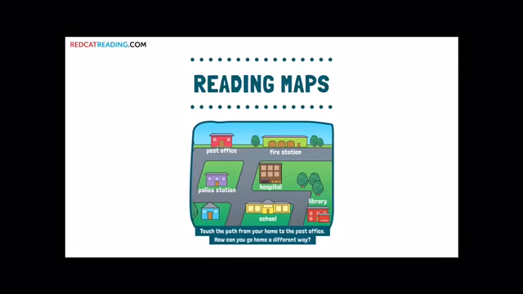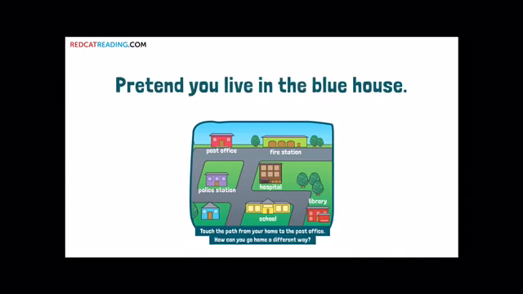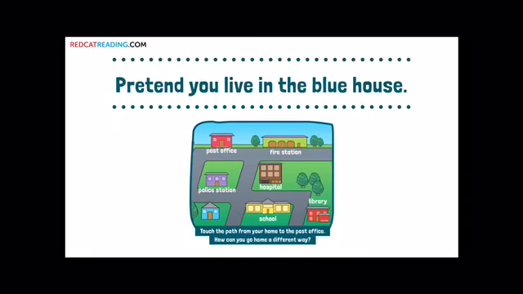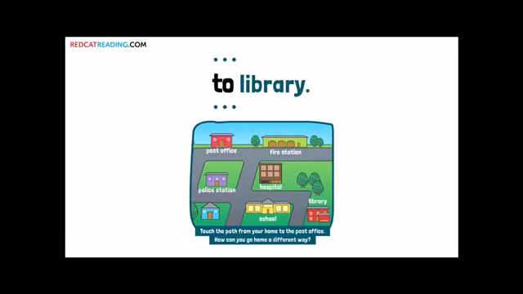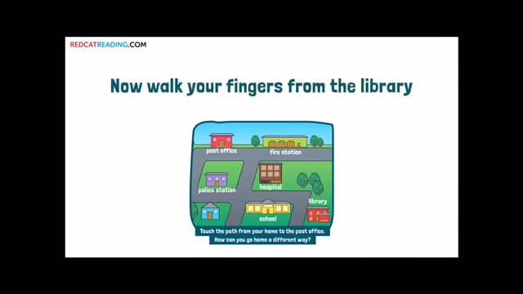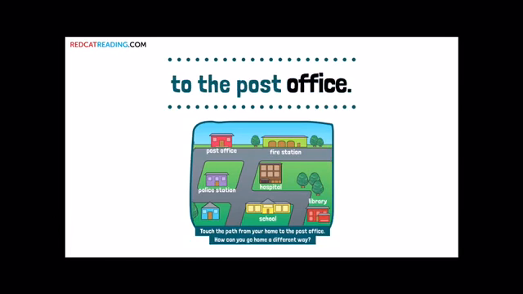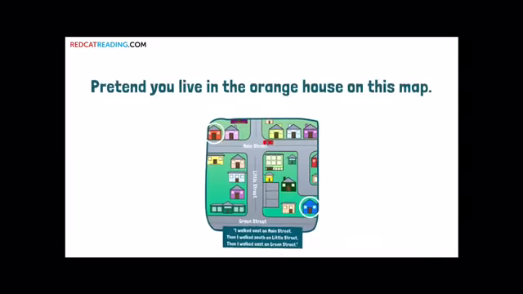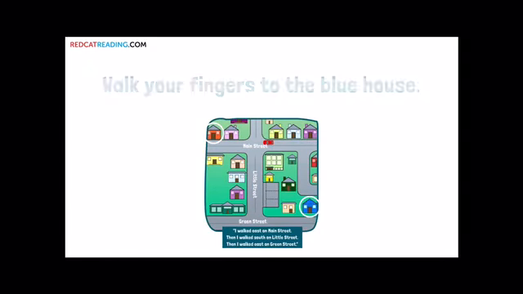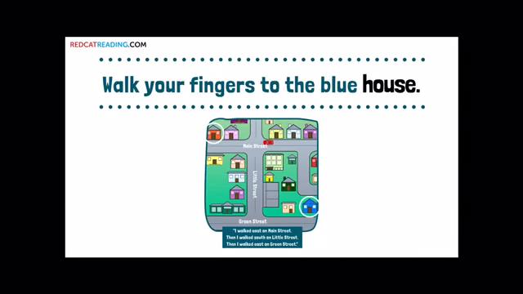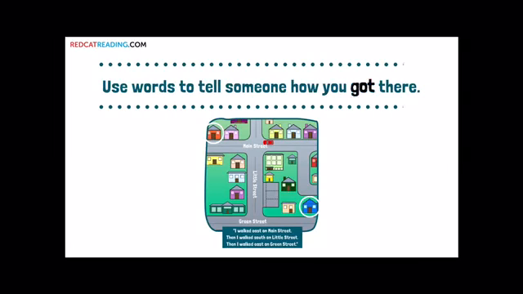Maps. Look at the map on this page. Pretend you live in the blue house. Walk your fingers from your house to the library. Now, walk your fingers from the library to the post office. Pretend you live in the orange house on this map. Walk your fingers to the blue house. Use words to tell someone how you got there.